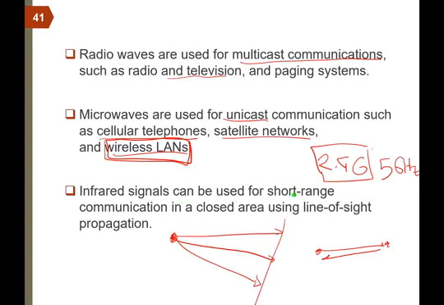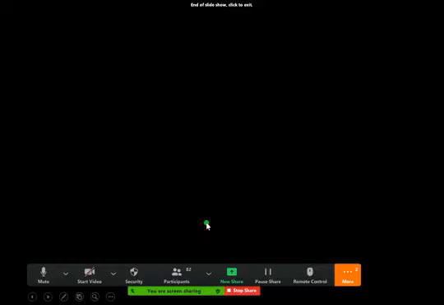Infrared signals can be used for short-range communication in a closed area using line of sight. Of course, they are light, so you need line of sight communication. So infrared cannot travel through walls, of course. You have to have a clear path. But wireless radio signals can propagate through obstacles, but you need higher power, of course.